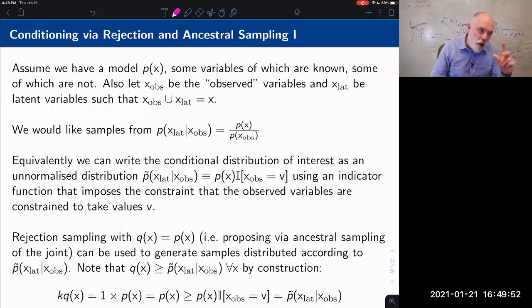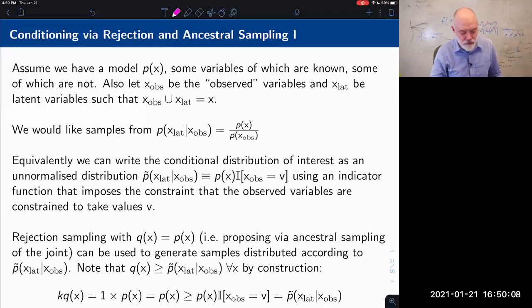I've made it all x here because when we start talking about probabilistic programming, all the variables are going to be x. Well, actually x and y usually, but in some probabilistic programming papers, all the variables are x, and some are observed and some are latent. So it doesn't really matter. They're just random variables. Some of them we know the values of.